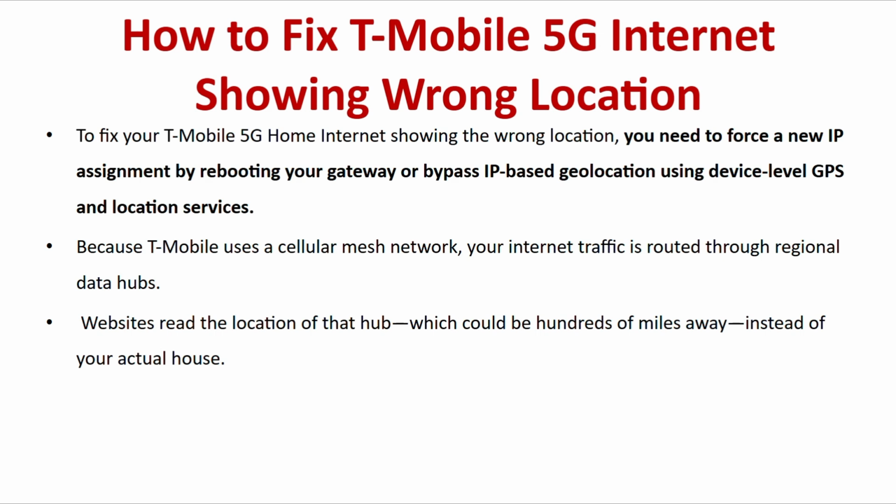Because T-Mobile uses a cellular mesh network, your internet traffic is routed through regional data hubs. Websites read the location of that hub, which could be hundreds of miles away instead of your actual house.